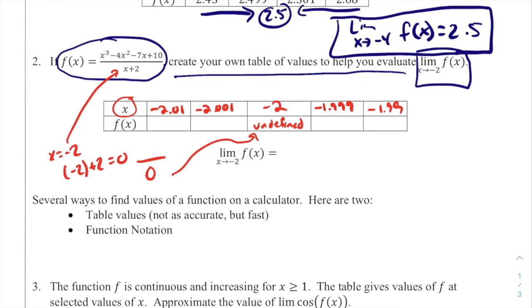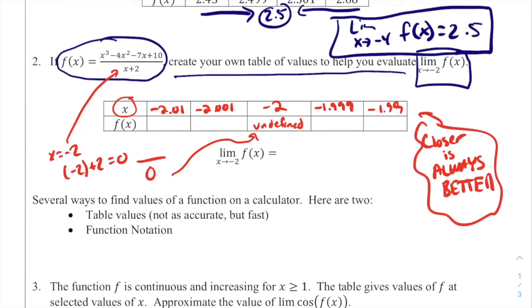The values that you use closest to this are going to be most useful. I wouldn't want to pick numbers like -3 or -4 or -1 and 0. Those are too far away. So in general, when you're picking the values for the table, closer is always better. It's going to give you a better estimate of that limit. So closer is always better for those x values.